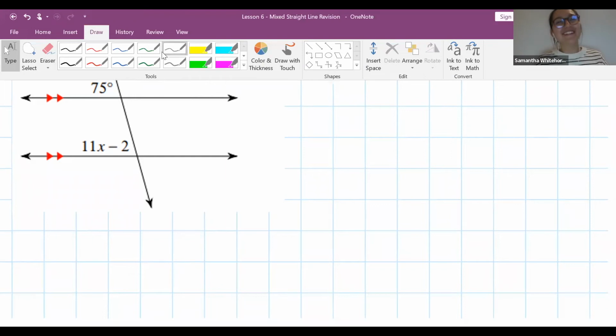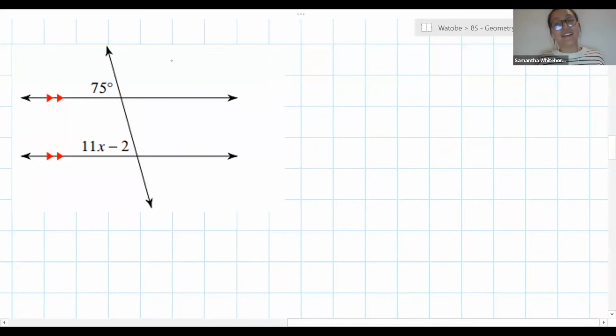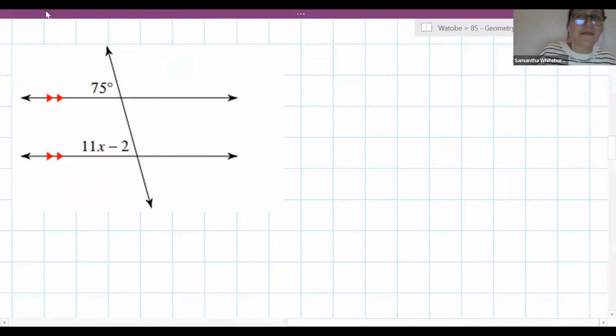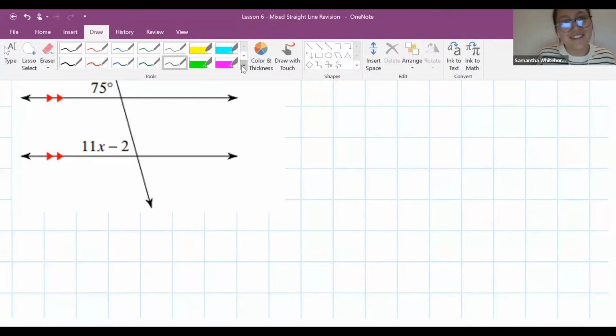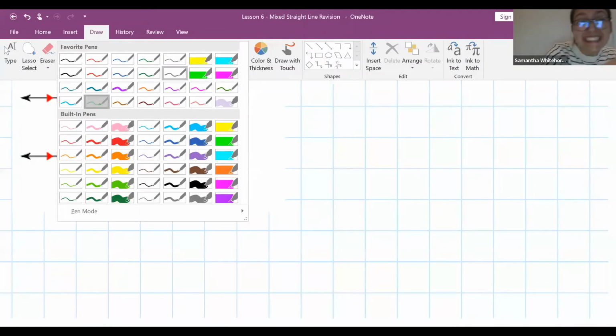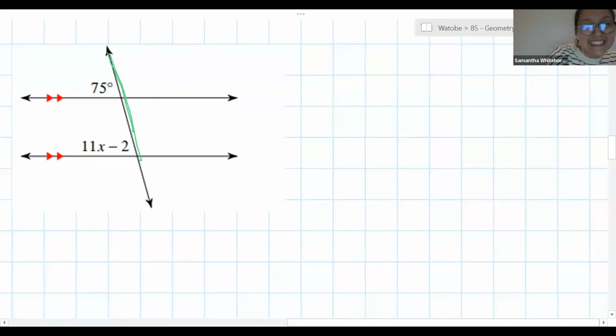So you see, ma'am, isn't 75 equal to 11x minus 2? And why? Because of that thing. What's that thing called? On the chat, they're helping you a lot. Check it on the chat. Maybe it will jog some memories. Corresponding angles. Yep, well done. Okay, so 11x minus 2 equals 75. Well done. I'm going to pause you there. You can carry on in a second.